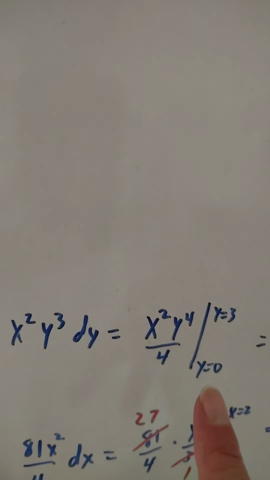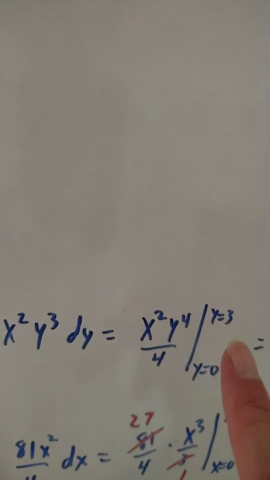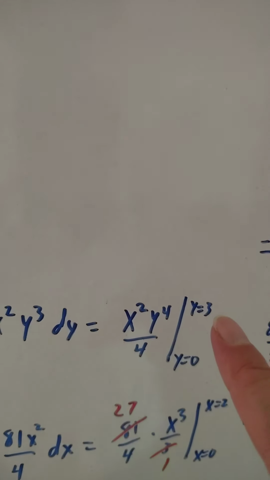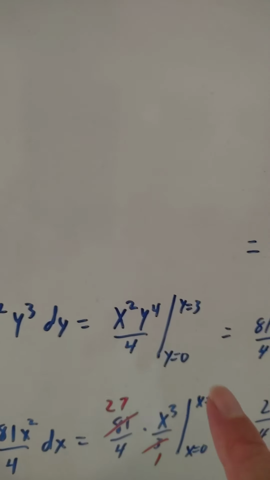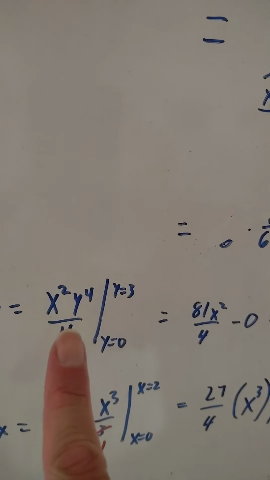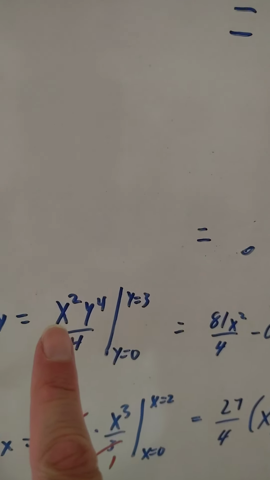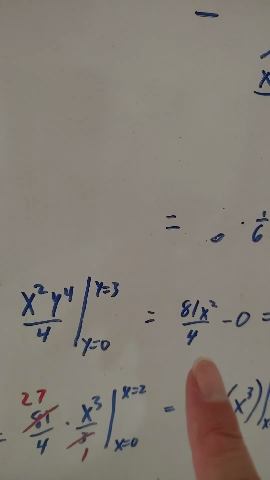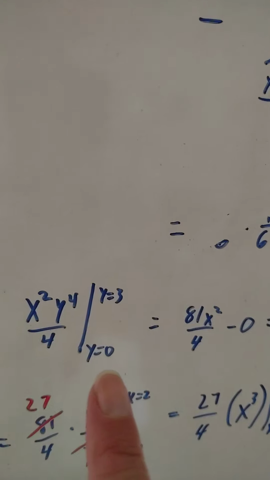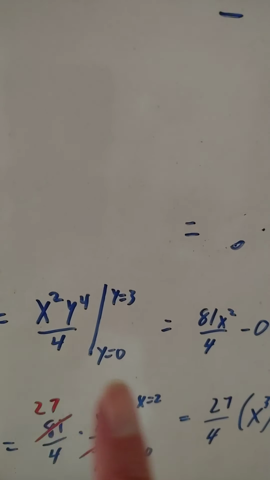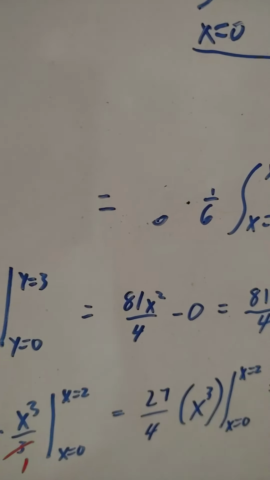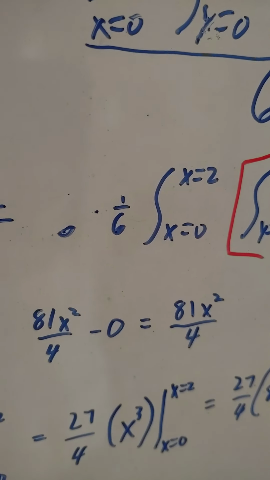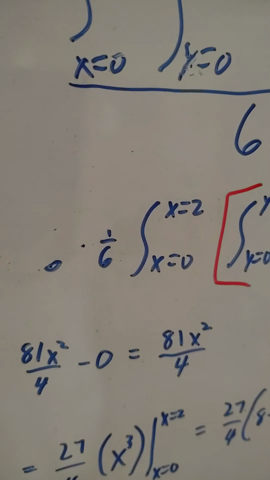And then we're going to evaluate this expression from y equals 0 to y equals 3. You always begin with the upper limit first. So input the 3 wherever you see a y. So that's what I did. Isn't 3 to the 4th 81? 81 times x squared. I wrote that as 81x squared over 4 minus, and then when I input y is 0, this whole expression goes to 0. So when I subtract those quantities, I just get 81x squared over 4. That is my answer to the inner integral.